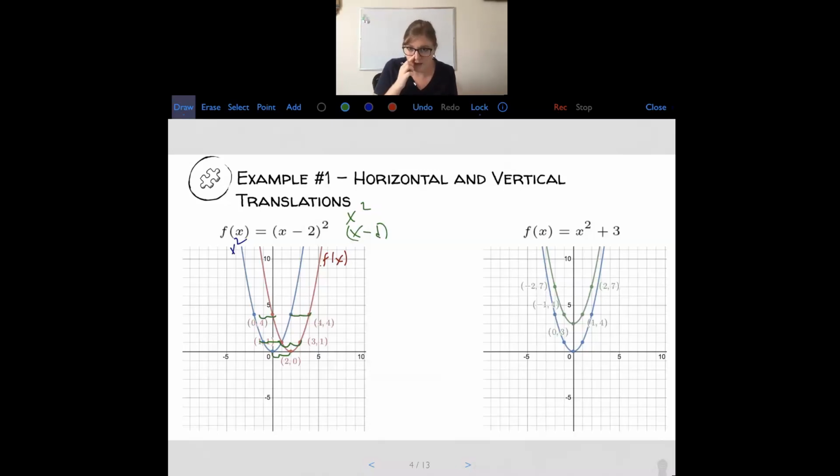Okay. For f of x equals x squared plus 3, again, we are working with the mother function of x squared. This plus 3 means everything's going to go up 3 units. Okay. So we go up 1, 2, 3, up 1, 2, 3, and so on for each point. Okay, and that's how we're getting f of x equals x squared plus 3. And again, that's the green that you see.